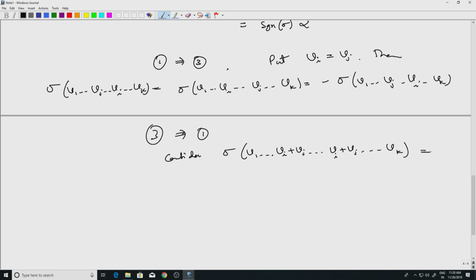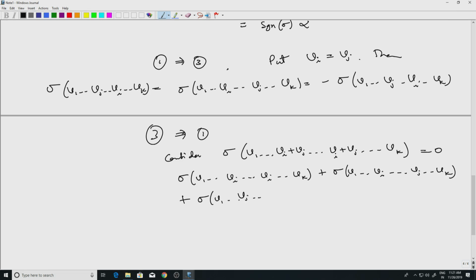Now I know that this is 0 because I have Vi plus Vj in 2 slots. So I expand it out using the multilinear property. So I'll get 4 terms: sigma V1, Vi, Vi, Vk plus sigma V1, Vi, Vj, Vk plus sigma V1, Vj, Vi, Vk plus sigma V1, Vj, Vj, Vk equal to 0.